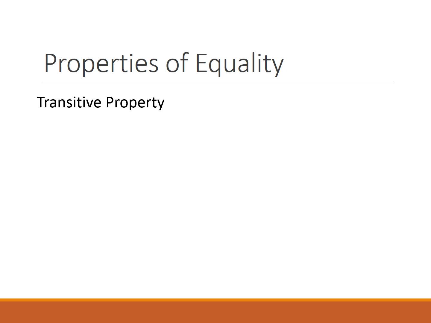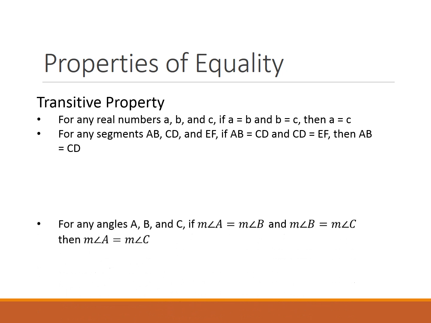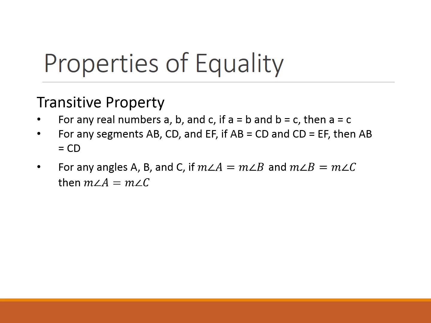Transitive property. For our real numbers, if A equals B and B equals C, then A equals C. This one reminds me of the law of syllogism. Here's for segments. If AB equals CD and CD equals EF, then AB equals EF. And for angles, if measurement angle A equals measurement angle B, and measurement angle B equals measurement angle C, then measurement angle A equals measurement angle C.